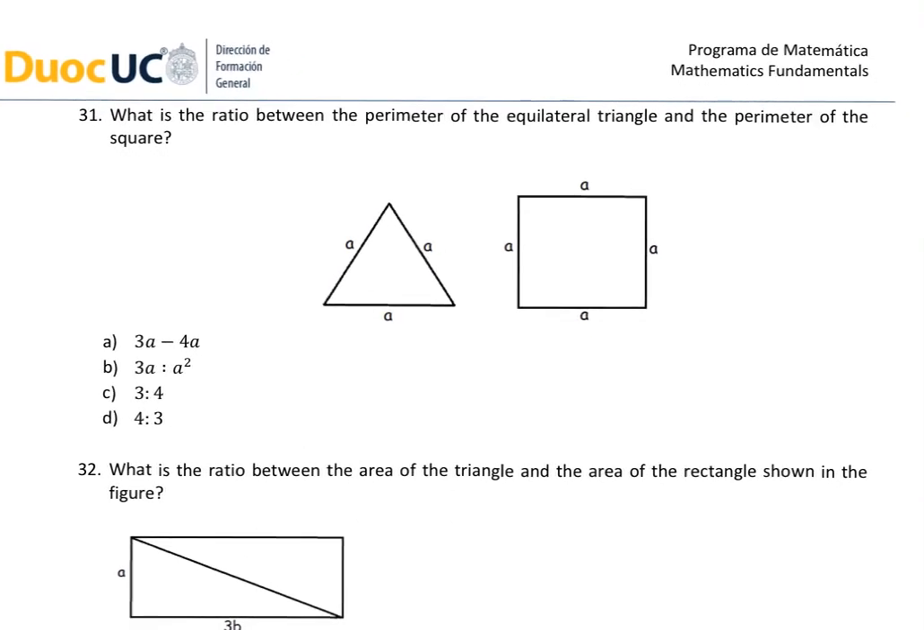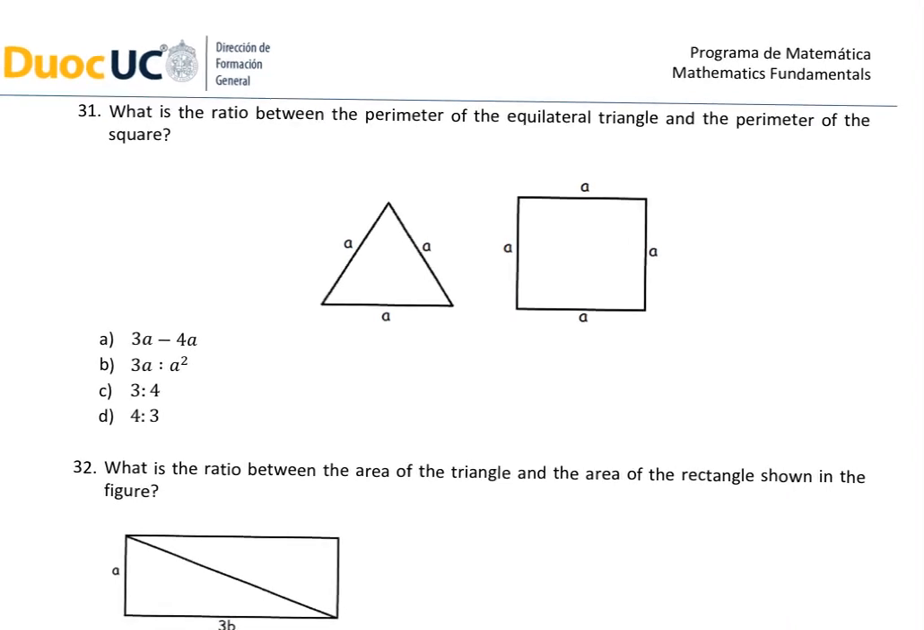Problem 31. What is the ratio between the perimeter of the equilateral triangle and the perimeter of the square? What is the perimeter? Yeah, the sum of the sides. Sometimes you're going to use the perimeter, but it's not going to say use the perimeter. For instance, one typical example is fencing. When they ask you, you want to fence this plot of land, well, a fence goes along the perimeter. So the length of the fence is the perimeter of the plot of land.